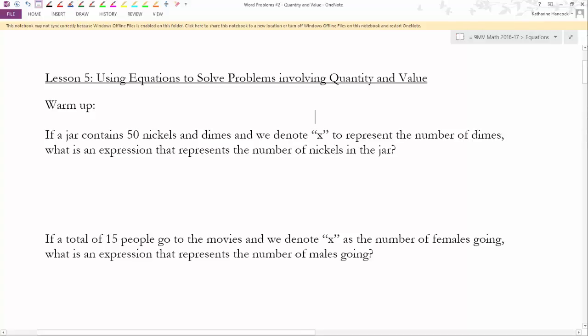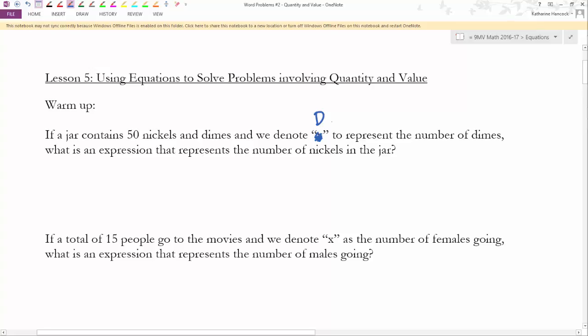Today we're going to be using equations to solve problems involving quantity and value. So to warm up, we've got a couple of questions. The first one says, if a jar contains 50 nickels and dimes, we're going to denote, it says X, but that doesn't make sense to me. I'm going to use the letter D.